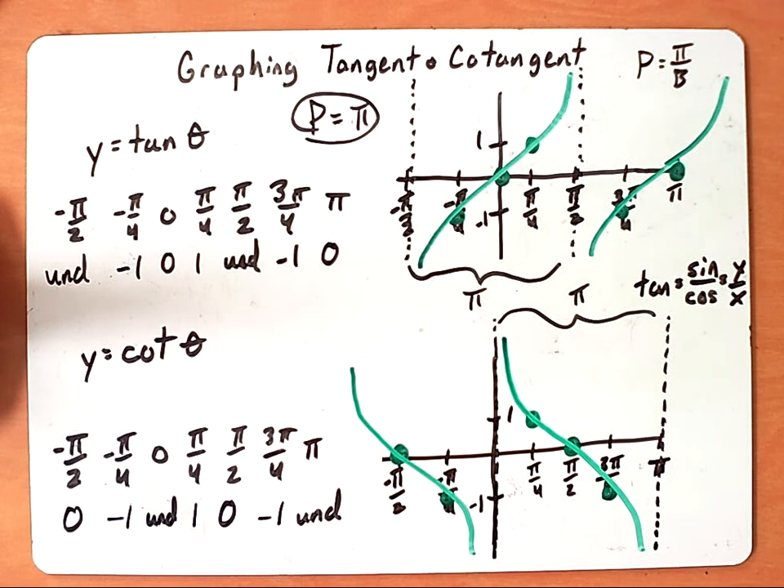So there you have how to graph your tangent and cotangent functions. We can post videos a little bit later on how to do phase shifts and vertical shifts of these functions so that you can see how to move them around and how that's going to be different than with a sine and cosine or a secant and cosecant function.